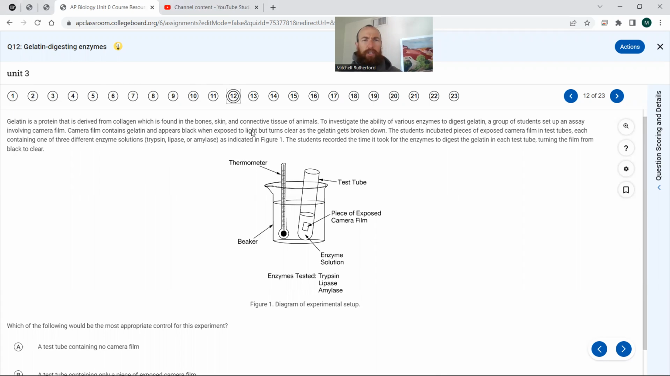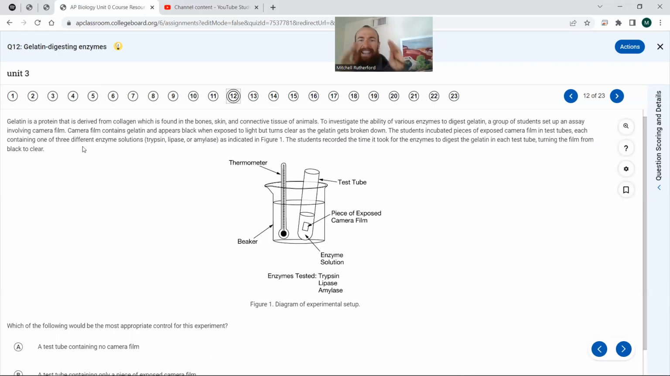Gelatin, collagen, here they're giving you information. You don't have to have those memorized. The enzyme digests gelatin, camera film has gelatin. Okay, great. And I would be underlining little things here. Students incubated camera film, each containing one of 3 different enzyme solutions. There it is. Okay. 3 different enzyme solutions.